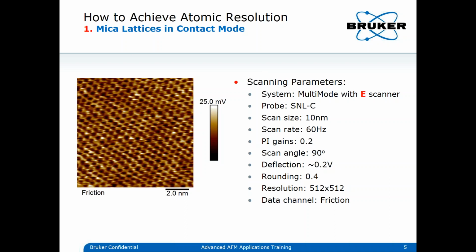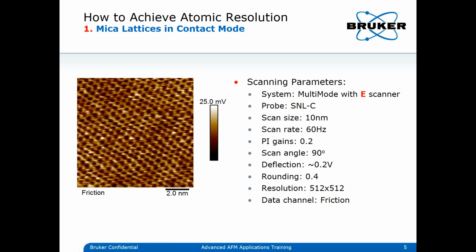You can also use for the multi-mode the A-type scanner, which is then only in scan size about 0.7 microns in X, Y, and Z, but this is giving you a nice atomic resolution in contact mode, in air, or in fluids on mica pretty easily, because it's the scanner we offer with the lowest noise actually. However, you can achieve also with the E-scanner atomic resolution.